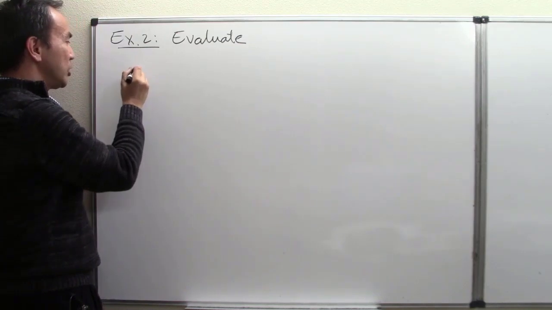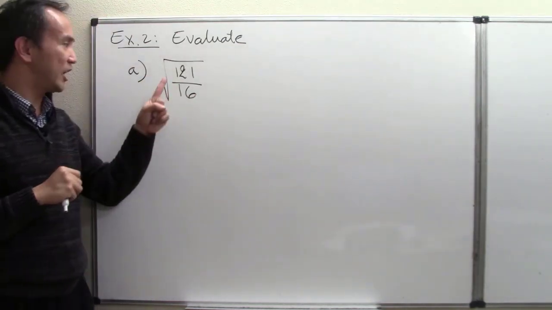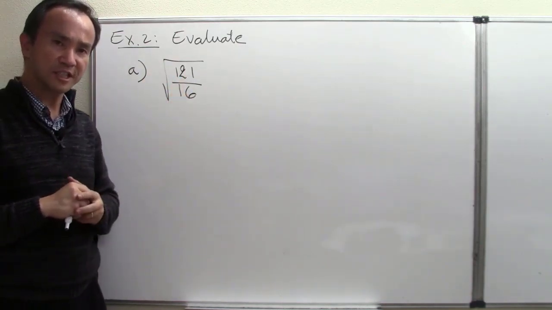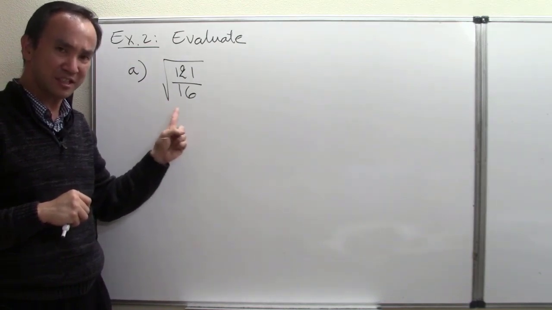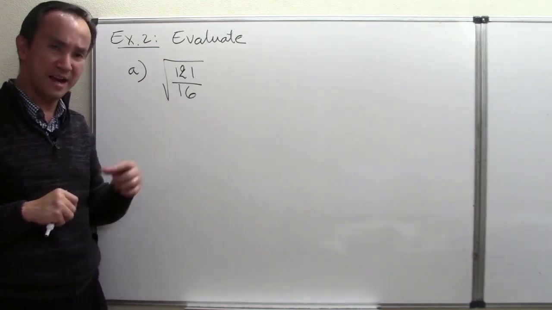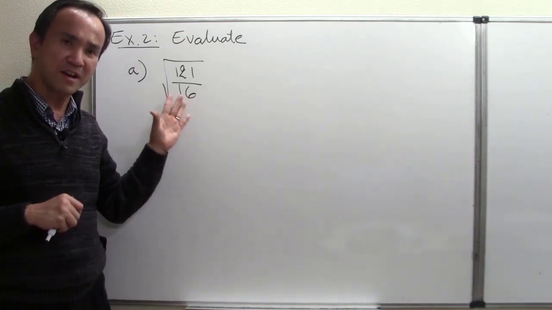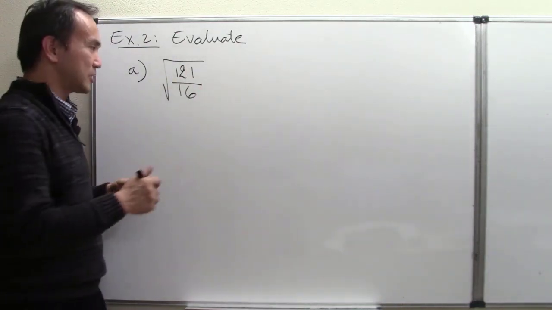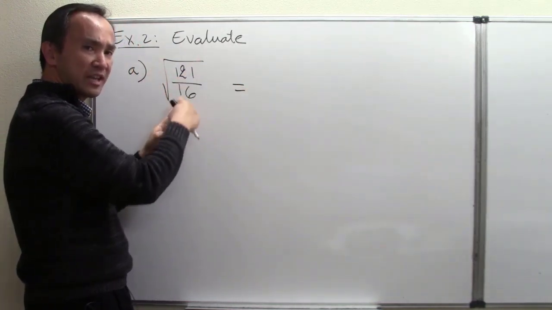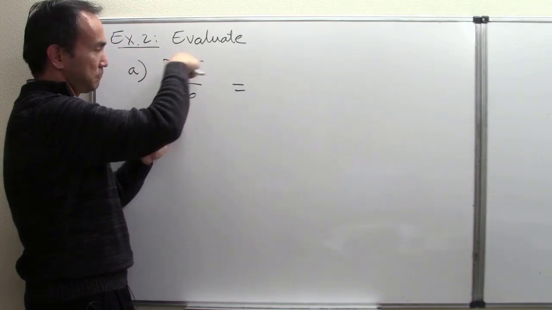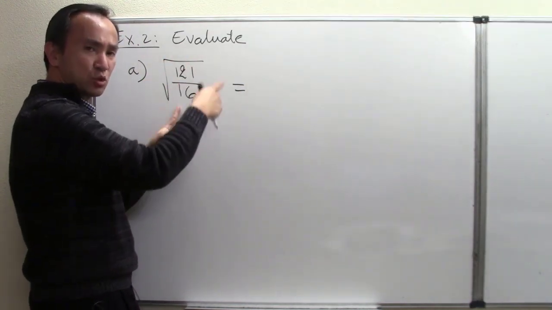We want to evaluate in part A right here. I want to evaluate the square root of 121 over 16. Now this is not really an application. It's just coming straight from our learning that we've had just now, and it's quite similar to some of the problems that we've done demonstrating the idea. The only thing I want to emphasize now is that whatever expression is inside of our square root, we need to be able to express that as a perfect square expression.